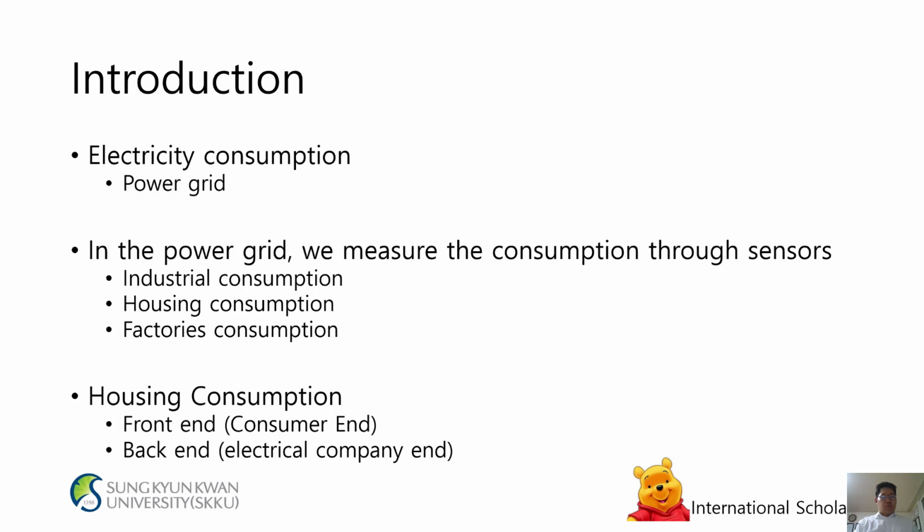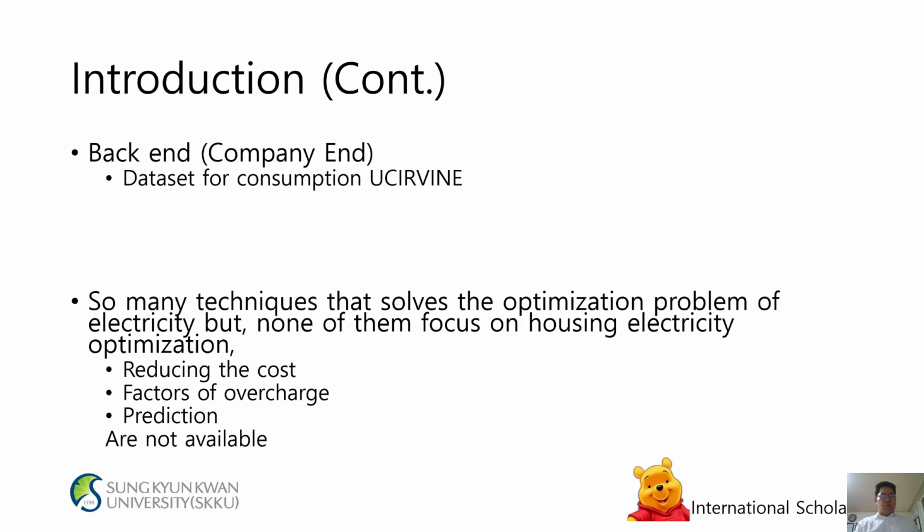Introduction: electricity consumption and the power grid. In the power grid, we measure the consumption through sensors: industrial consumption, housing consumption, factories consumption. The front end is the consumer end, and the back end is the electricity company end. The company end holds the data set for consumption.